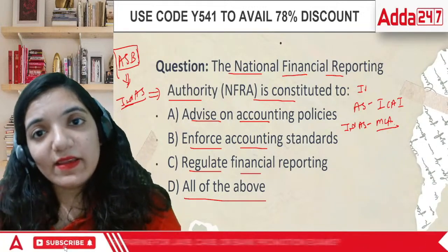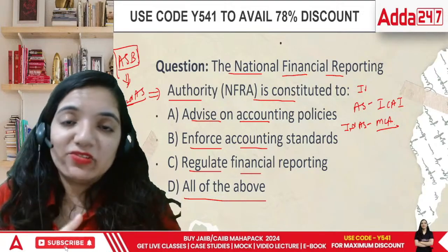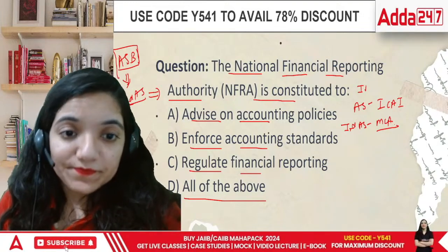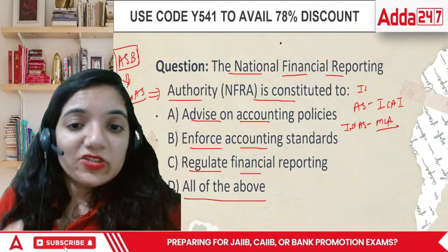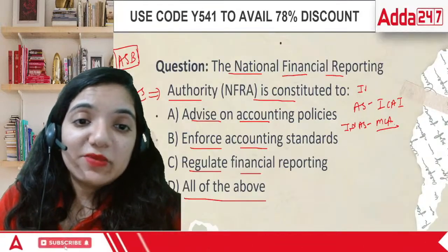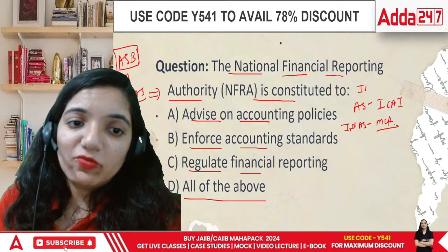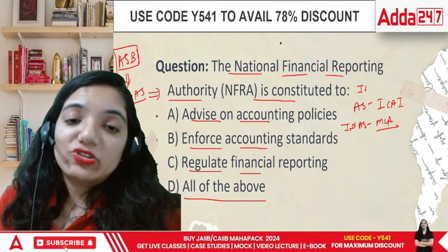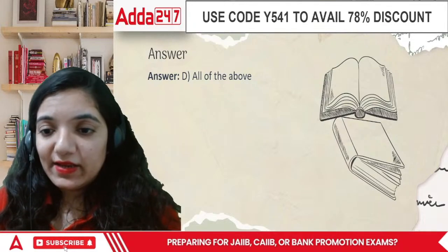You will find Ind AS on the MCA website. You will find it at both places, on the ICAI website as well as the MCA, but it is stated that MCA has issued it, though they are prepared by the same organization, ICAI. And ICAI has a specific committee, the National Financial Reporting Authority, which is responsible for this. So this authority is super important for accounting. The answer is all of the above. NFRA works on advising on accounting policies, how to prepare new accounting policies, what next to be done because the world is changing, enforcing the accounting standards as well as regulating financial reporting. It is doing all of these things for ICAI.